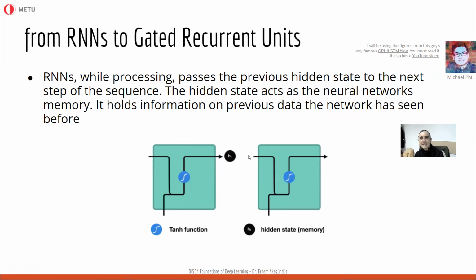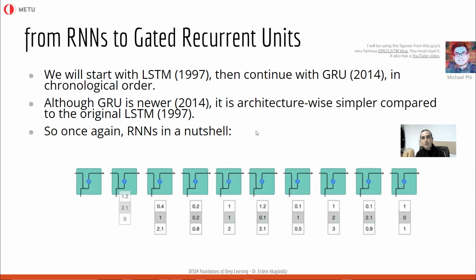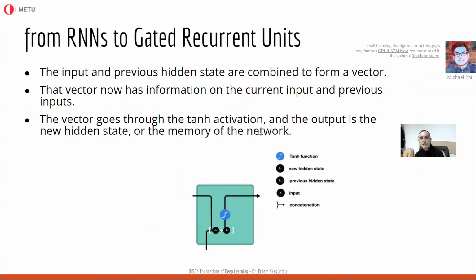So this hidden state acts like a memory because it evolves in time. States change. So if you know what state will correspond to, that would be the state that you're using. It holds the information on the previous data the network has seen before. Okay. Actually, just like I said, we had a problem with this RNN being trained when the sequence got longer and longer.